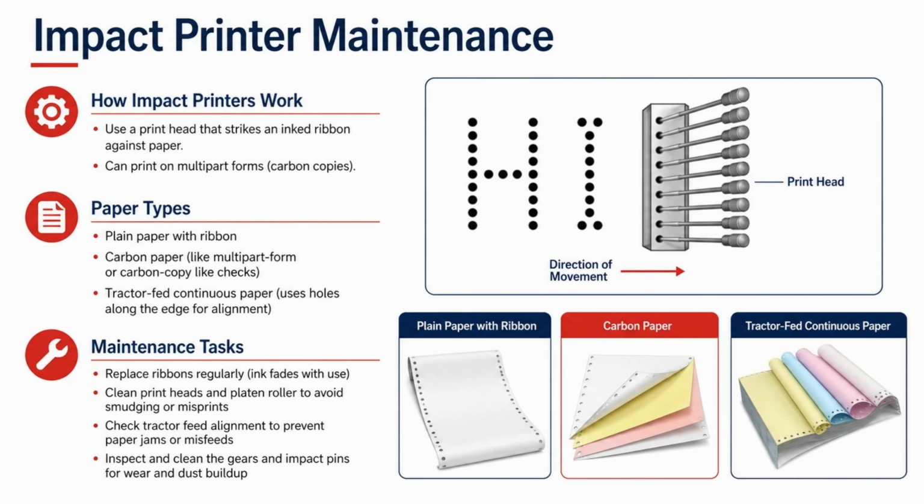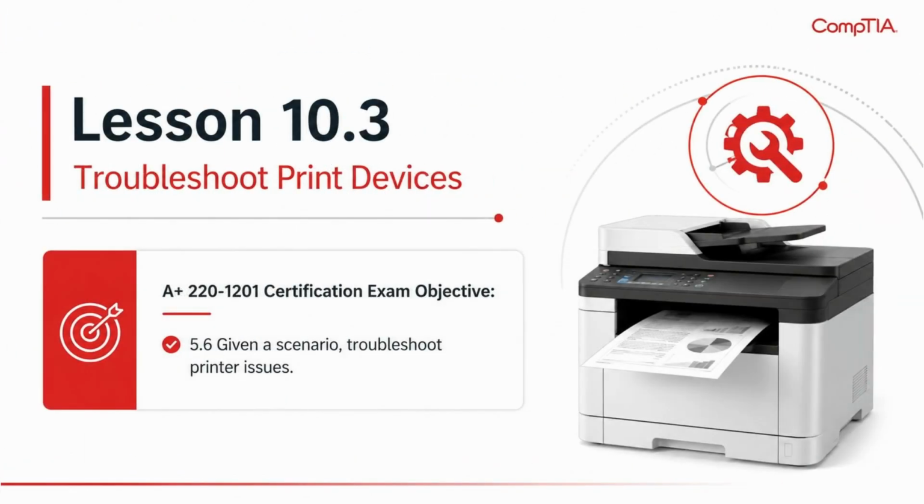For routine care, perform print head alignment for sharp results, run cleaning cycles to prevent clogs, and always clear paper jams carefully to avoid damaging rollers. Thermal printers operate by using a heating element against heat-sensitive paper, removing the need for traditional ink or toner. A rubber plate and roller feeds the paper through.